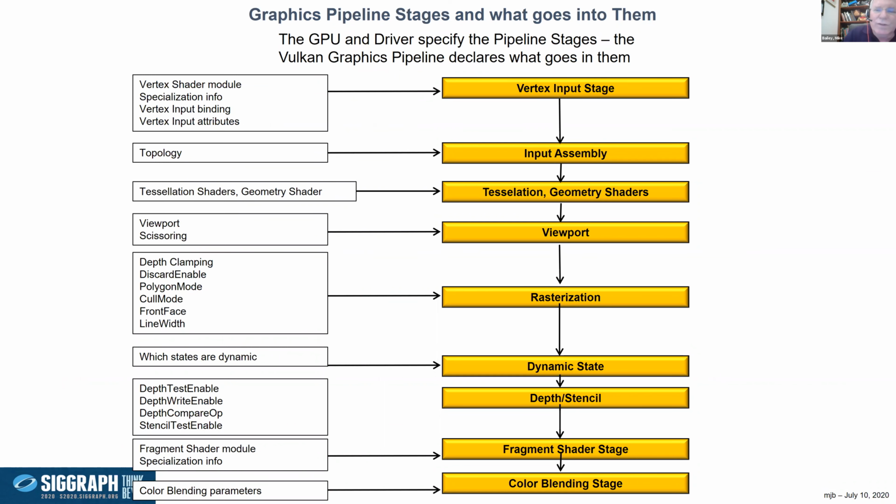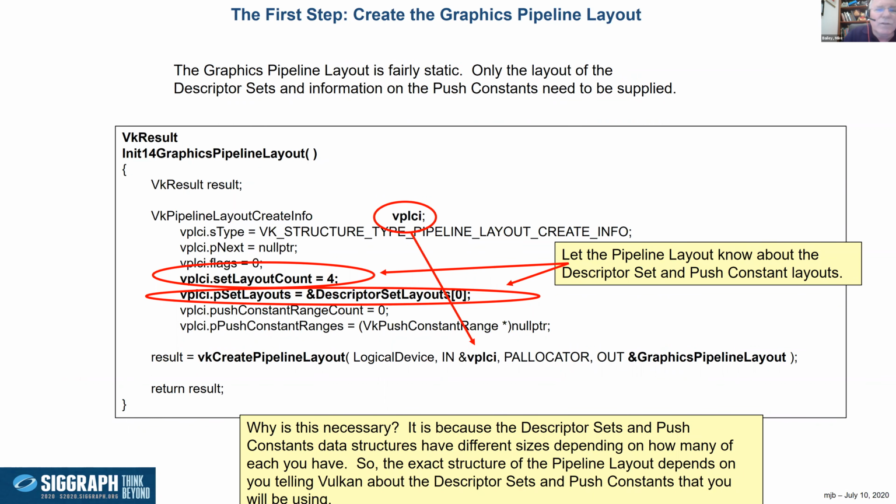All right, so here are the different stages. And here is what is going into the graphics pipeline data structure. First of all, you need to declare the pipeline layout. And why is this? Why do you need to declare the pipeline layout?